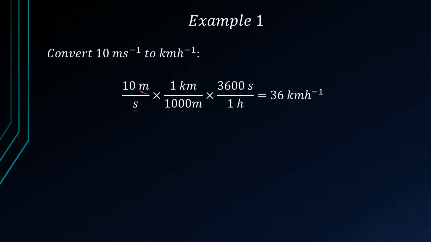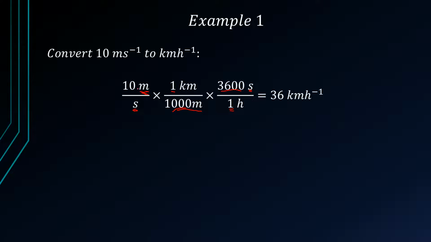First off, we start with the meter. We know that 1 kilometer equates to 1,000 meters. So we write it in such a way that meters is written underneath and kilometers is written on the top, and the equivalent values are stated with it. Similarly for seconds, we know that in 1 hour there are 3,600 seconds, and we write the seconds in such a way that they cancel the seconds that are underneath.